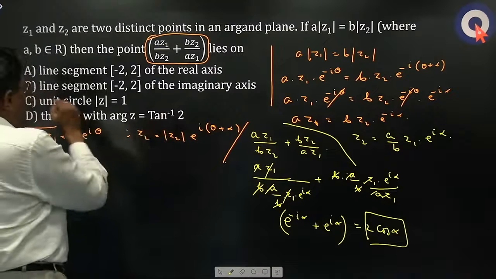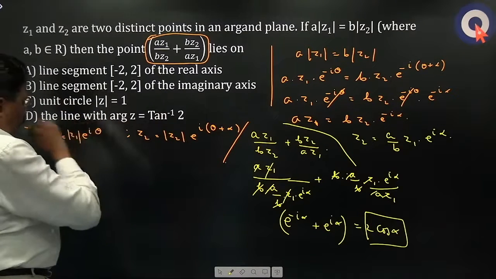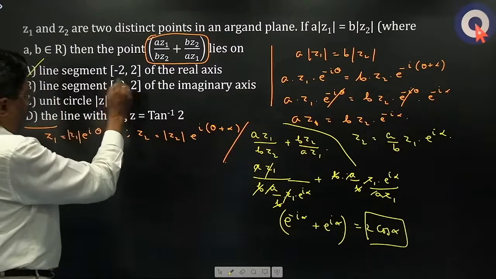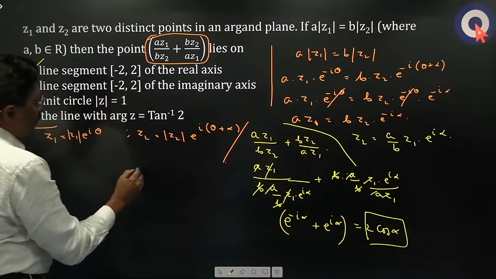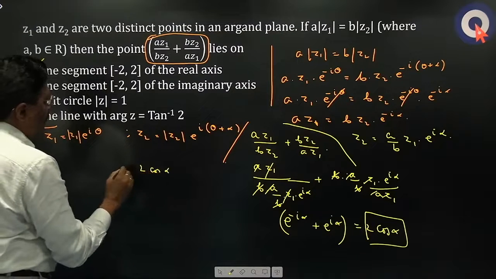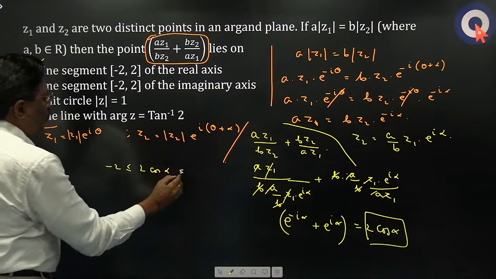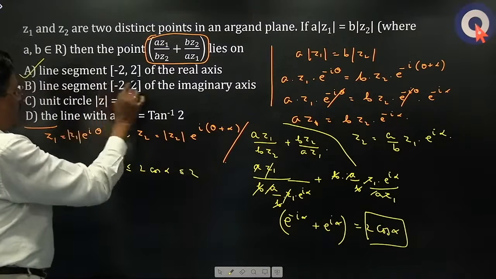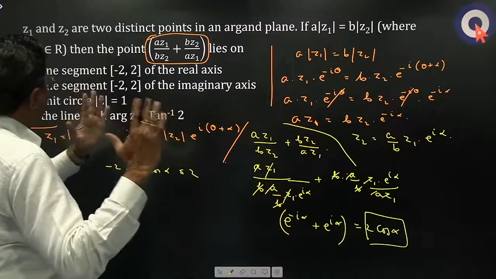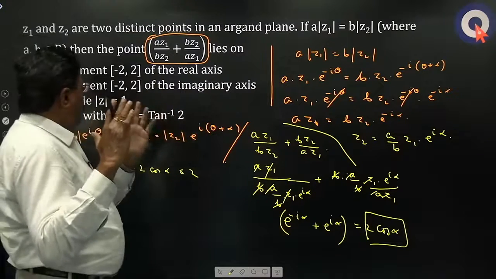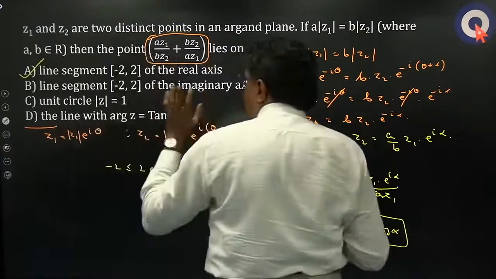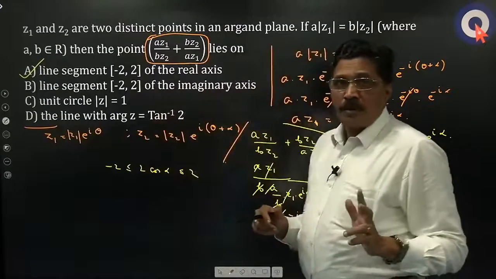So this imaginary axis, this circle, all that is not there. First option only. Now we just check the minus 2 to plus 2 thing. See, 2 cos alpha anyway lies between minus 2 and plus 2. So this is lying on the real axis, and the locus is the line segment in the bounded closed interval minus 2 to plus 2. So therefore option A is correct. All right.